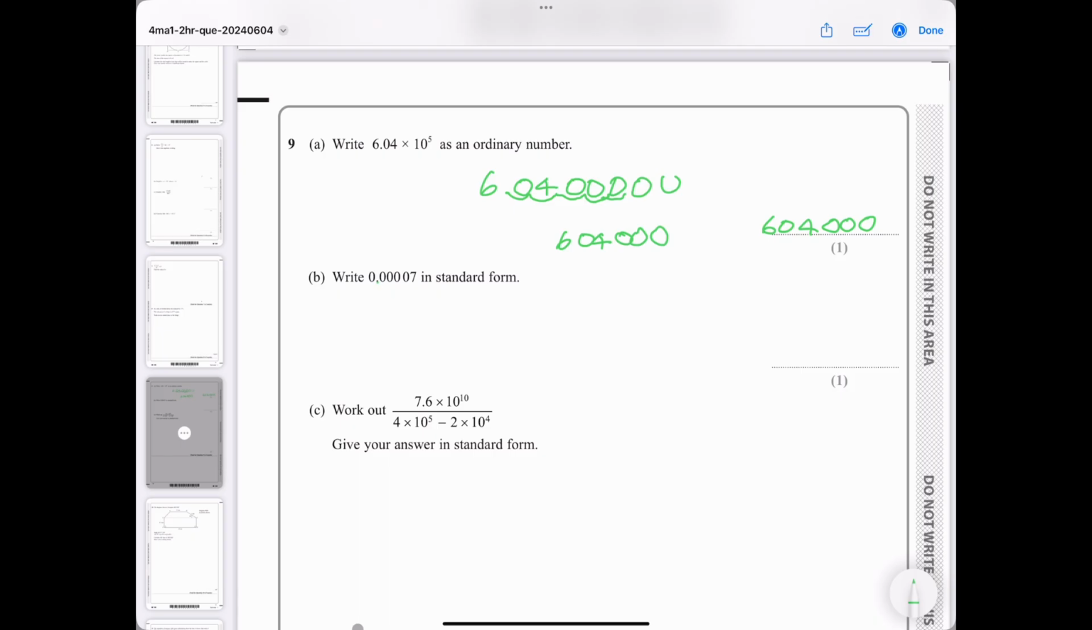Right, write this in standard form. So we go 1, 2, 3, 4, 5. So it's 7 times 10 to the power negative 5 because you're going to the right. And that can go in there.